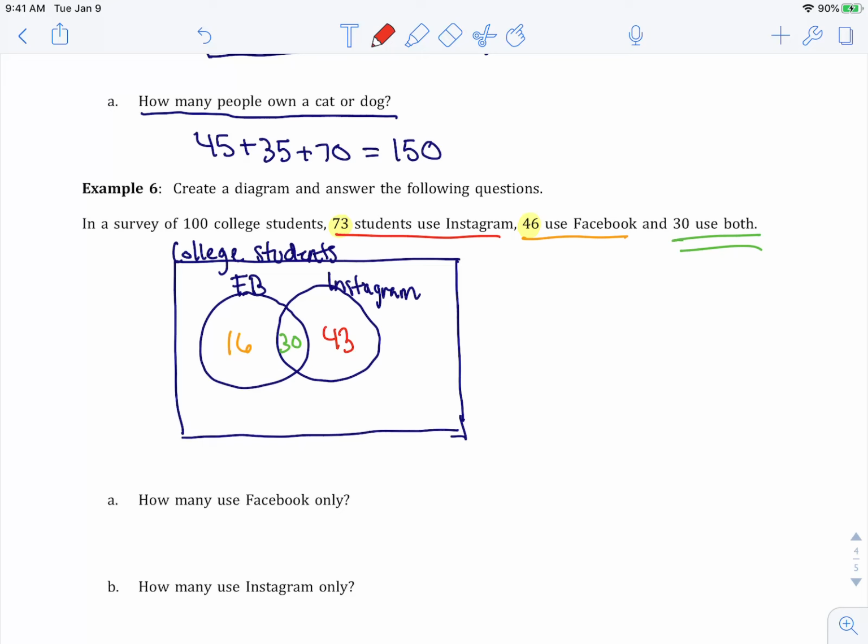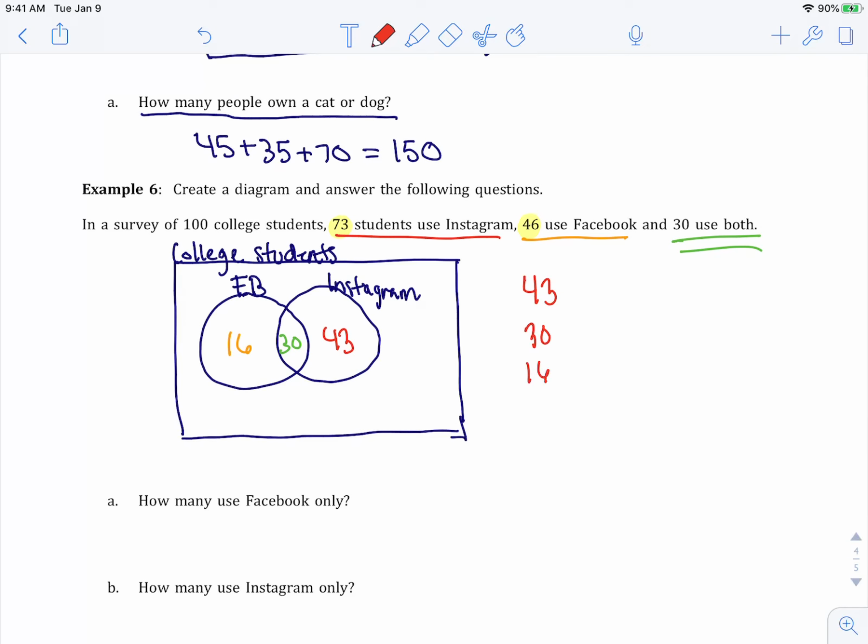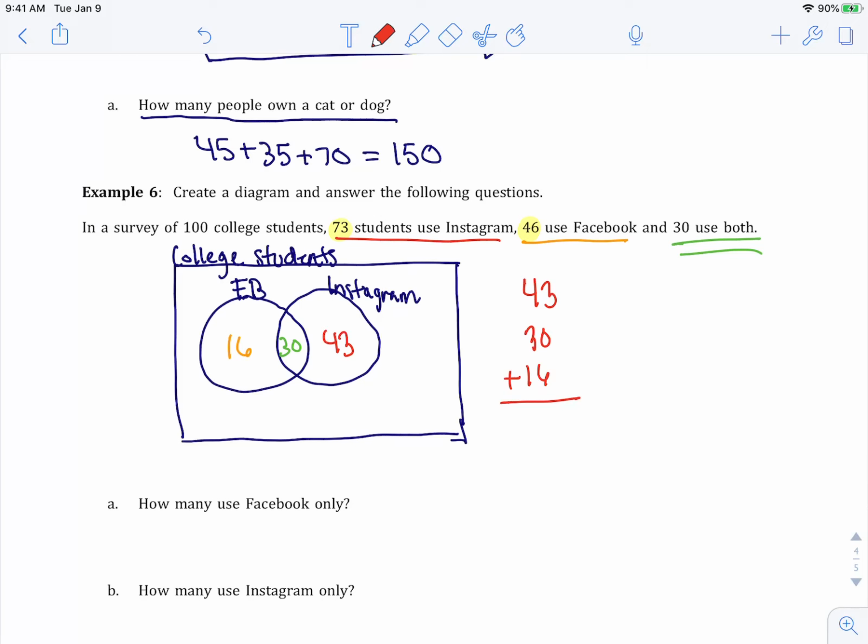Now let's see how many we have left over. So if I add those all up, I end up getting 43 plus 30 plus 16, 89. But 100 college students were surveyed, right? So we end up getting 11 of those 100 use neither. I bet it's way more now. I feel like people are getting away from social media, but maybe I'm wrong and I'm old.